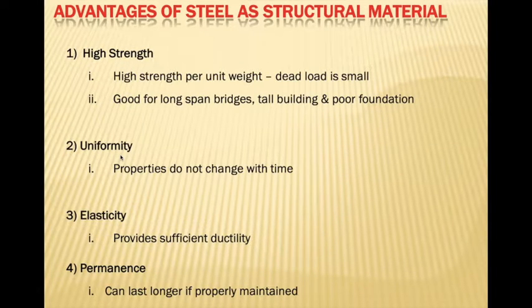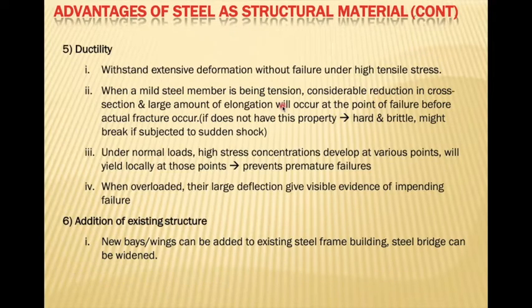As for uniformity, another advantage is that the properties do not change with time. Then we also have elasticity, and it can provide sufficient ductility. In terms of permanence, it can last longer if it is properly maintained. If we apply a coating, this coating has to be renewed through time so that we can maintain the quality of the steel. So this is more on the advantages of steel as structural material.